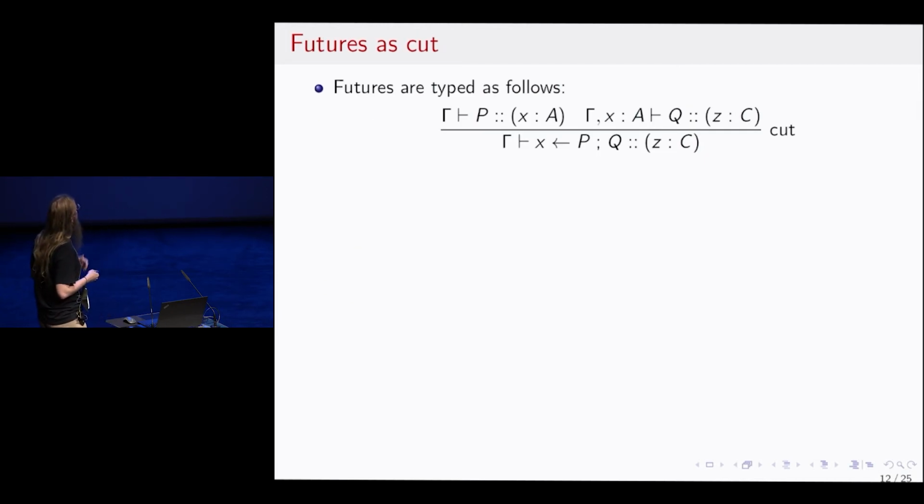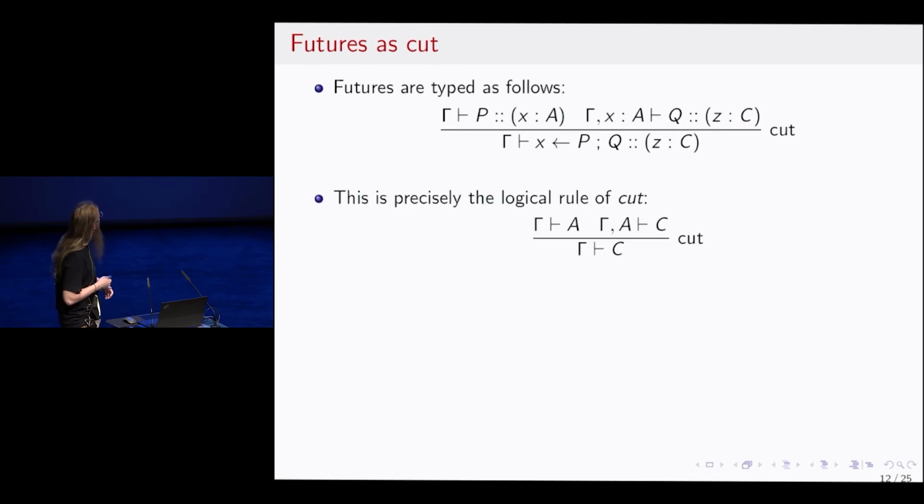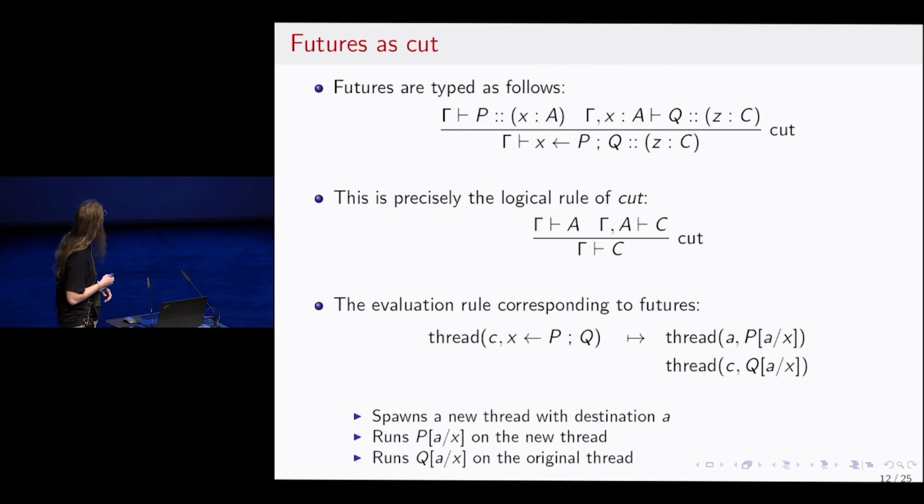And the typing rule for futures looks like this. We have our x left arrow P semicolon Q construct, and we want to say that this eventually produces some z of type C. Well, Q should produce that z of type C eventually, and we want to allow it to use x that P is going to produce, and over here we have just P produces this x of type A. Now, this is exactly the logical rule of cut from the sequent calculus. We'll look a little bit later at some of the other connections, but this is the main focus here.